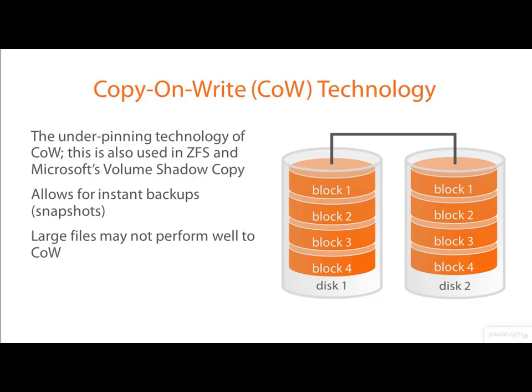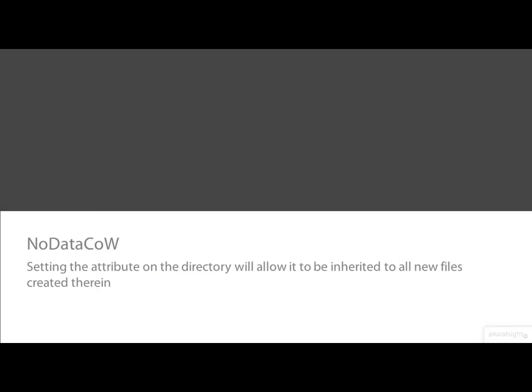enabled. So we can disable it, and it's easiest to disable it on a directory, as it can only be disabled for brand new files, not files with data. So we set the attribute noDataCow to disable this, and as we say, it's best set on the directory.